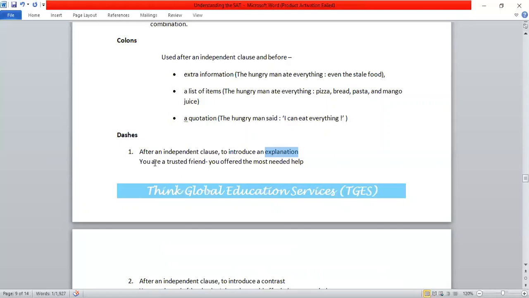You are a trusted friend. It's a complete sentence. You could have put a full stop, end of the story. But you did not. You wanted to give more explanation. Why are you a trusted friend? Because of this: you offered the most needed help.